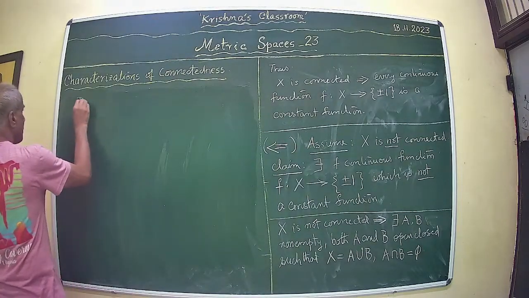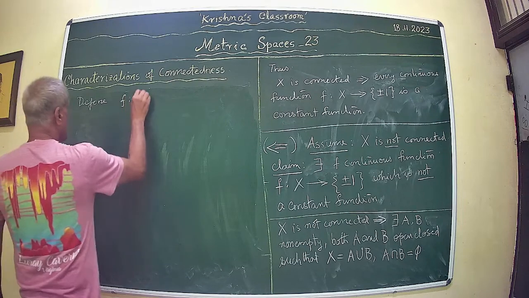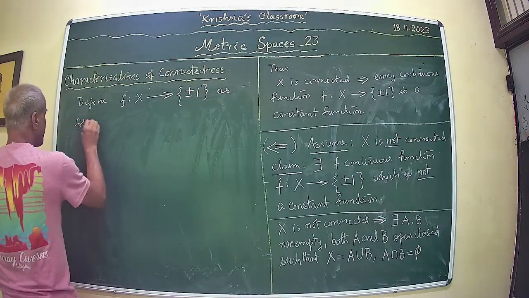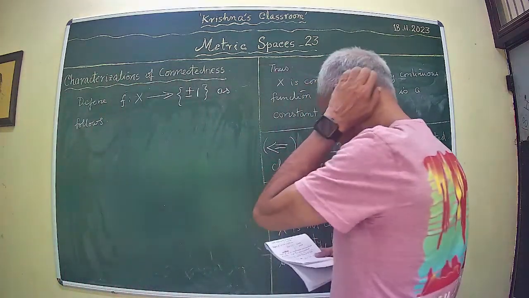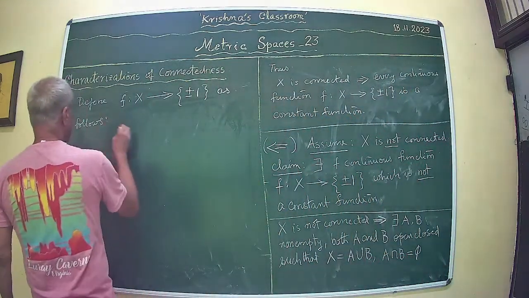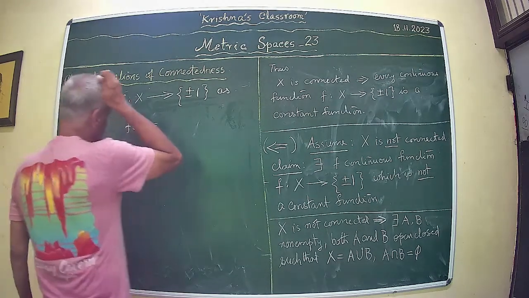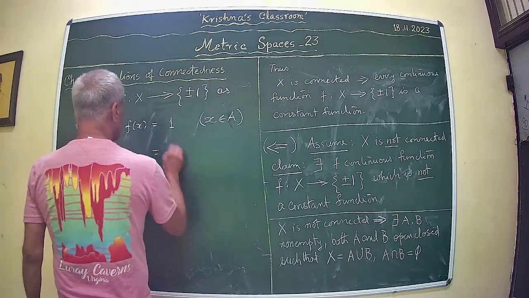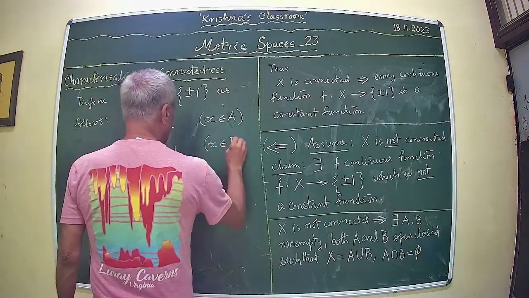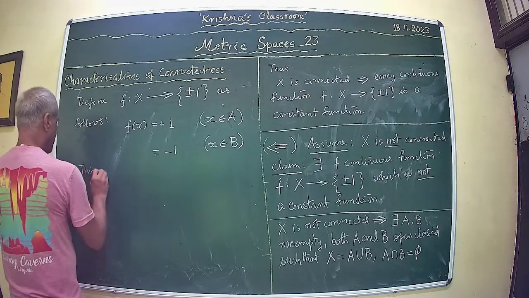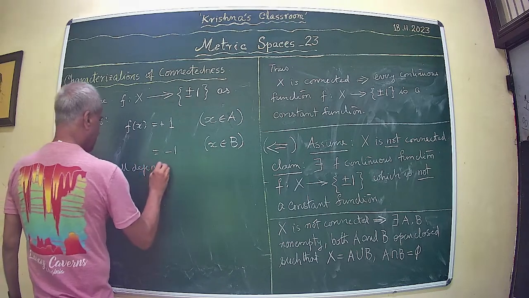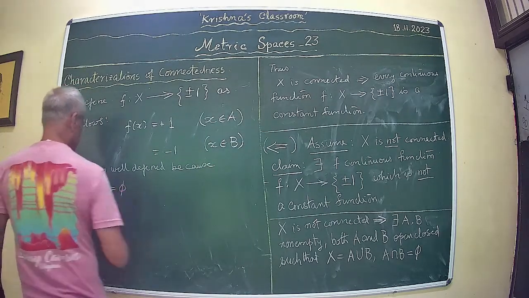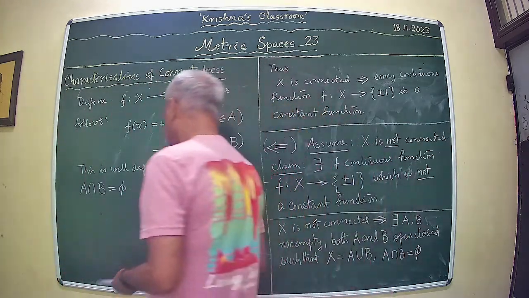Now define f of x equal to 1 for x belonging to A, and equal to -1 whenever x belongs to B. Now this is well defined, because A and B are disjoint. Now we claim that f is continuous.